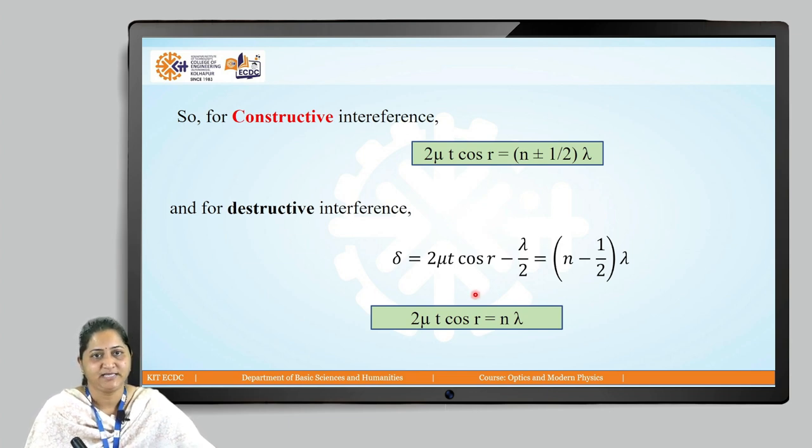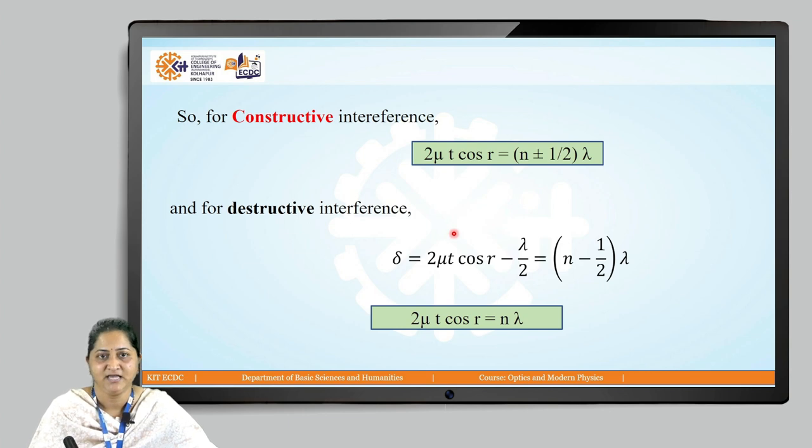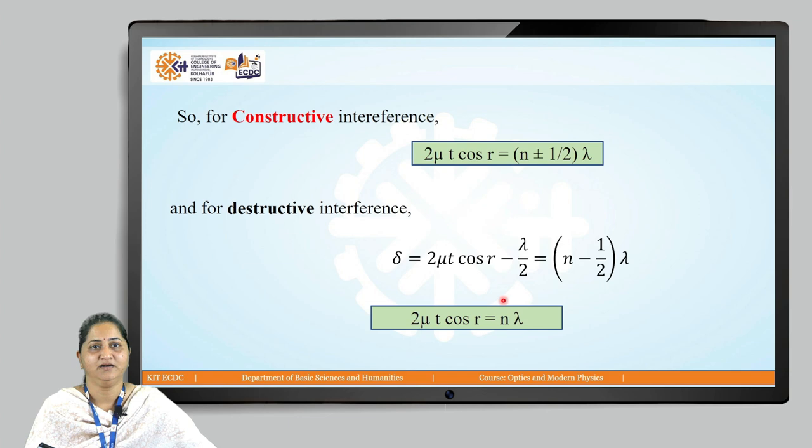As I told you, there are thin films which are of uniform thickness, or they might be of non-uniform thickness. We have seen one case, that of uniform thickness. We will see a different case, that is the wedge-shaped thin film, in our next lecture.